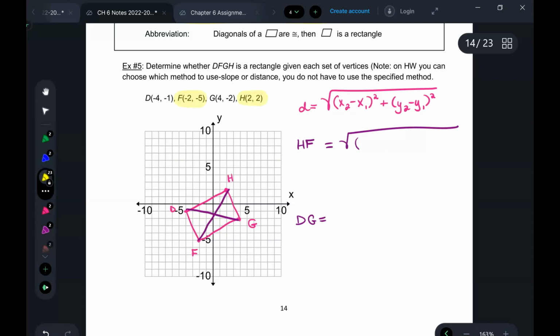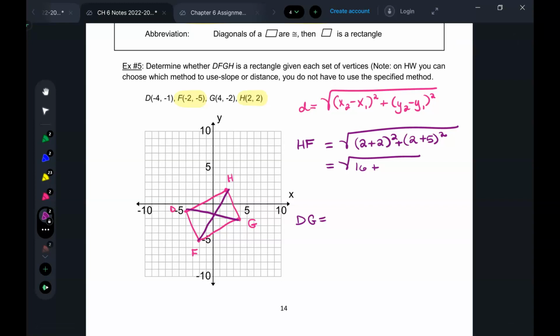H is 2, 2. F is -2, -5. So I'll have 2 minus -2, so that'll be 2 plus 2 squared. And then 2 minus -5 becomes 2 plus 5 squared. It doesn't matter about the order because when we square it, we're going to have 4 squared is 16. 2 plus 5 is 7, 7 squared is 49. 16 plus 49 is 65, and that doesn't reduce.